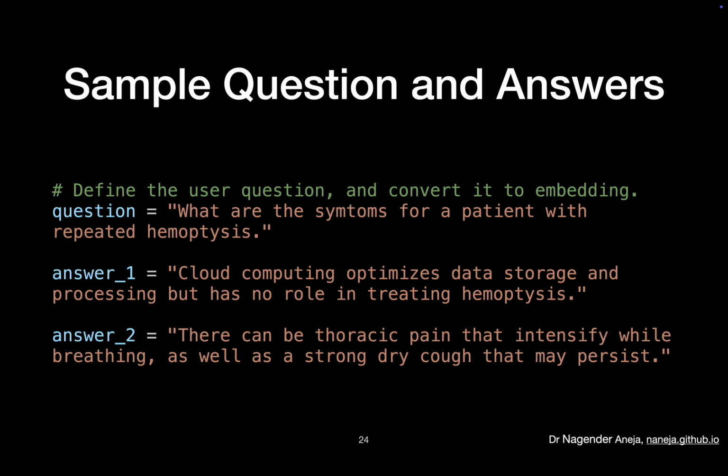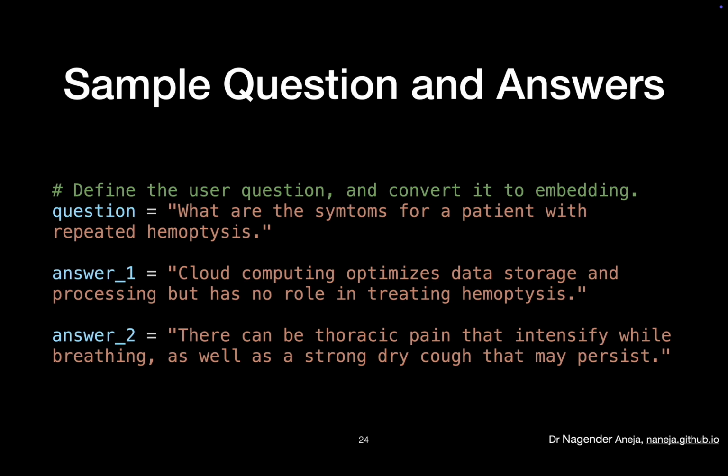Now, if you look carefully at the question and answer one, the question has hemoptysis, and this answer one has hemoptysis and treating. So there are some keywords matched in answer one, but there is no matching with answer two, right? So let's see whether the embedding cosine similarity is working right or not, whether the embedding of answer one is close to the question, or the answer two embedding is closer. We're going to find out the cosine similarity between question and answer one, and question and answer two.